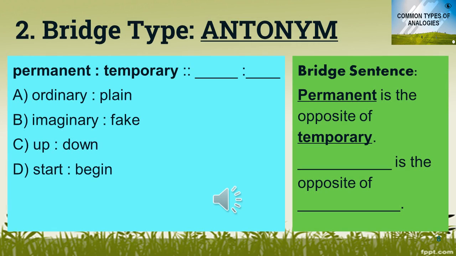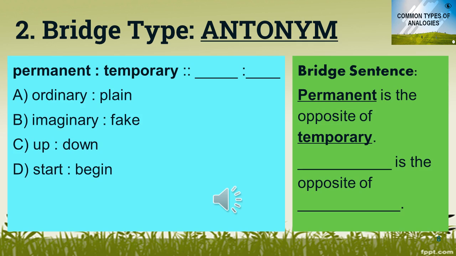The second type is the antonym or the opposite analogy, meaning the words are opposite in terms of meaning. For example, permanent is to temporary as blank is to blank. The bridge sentence is permanent is the opposite of temporary. Let us use this pattern to solve this analogy.